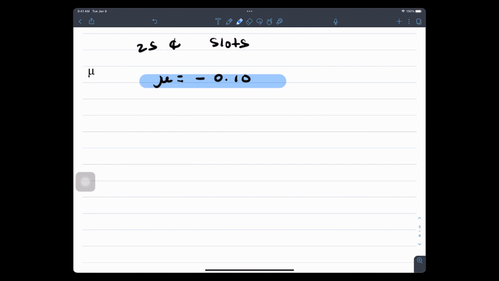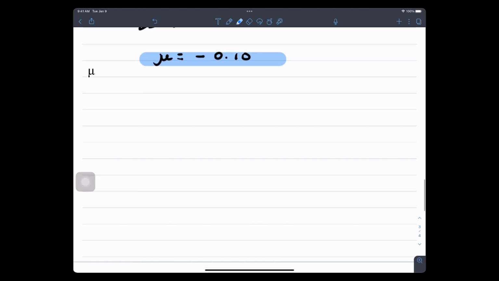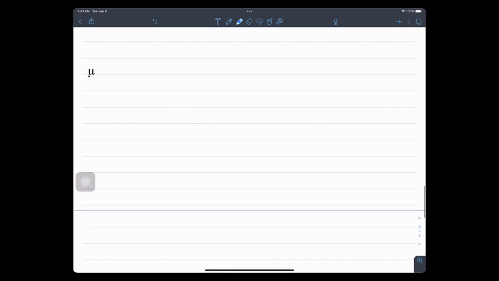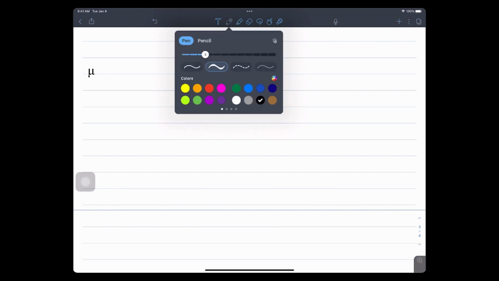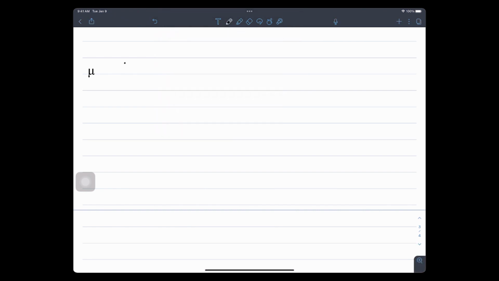Now, anybody have any life insurance? Good for you. Why do you guys want life insurance? Yeah, I know. It's nice to have life insurance. At least have enough to bury yourself. Give yourself a nice burial.